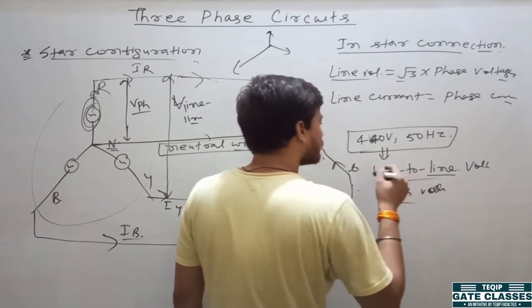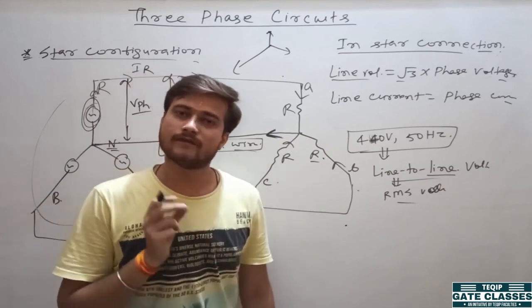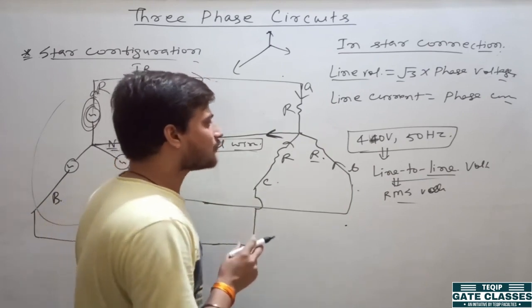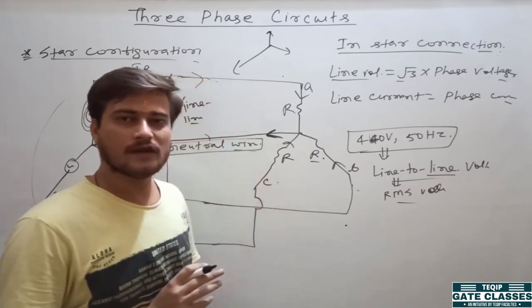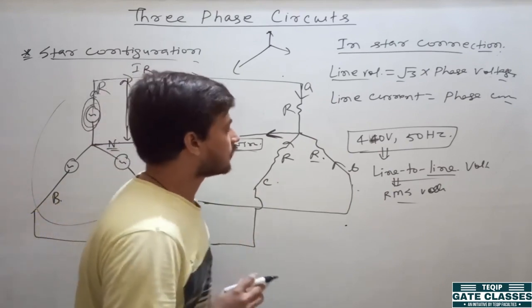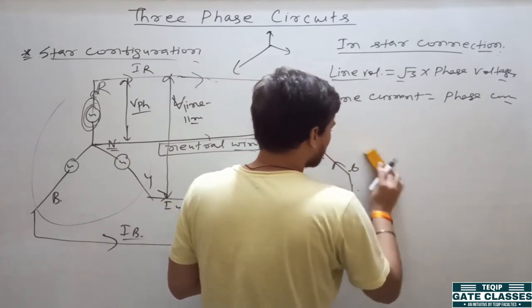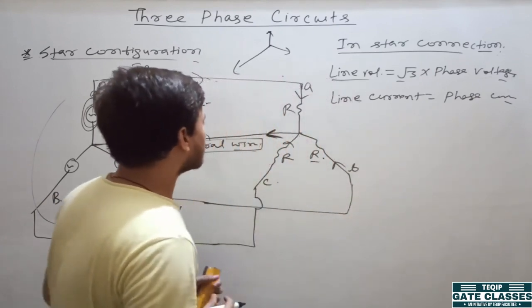If somewhere they are giving you phase value, then they will directly write this is phase voltage. Clear? Otherwise you will have to treat any voltage given in a three-phase system as RMS line to line voltage. Clear? So now let us see the three-phase power.